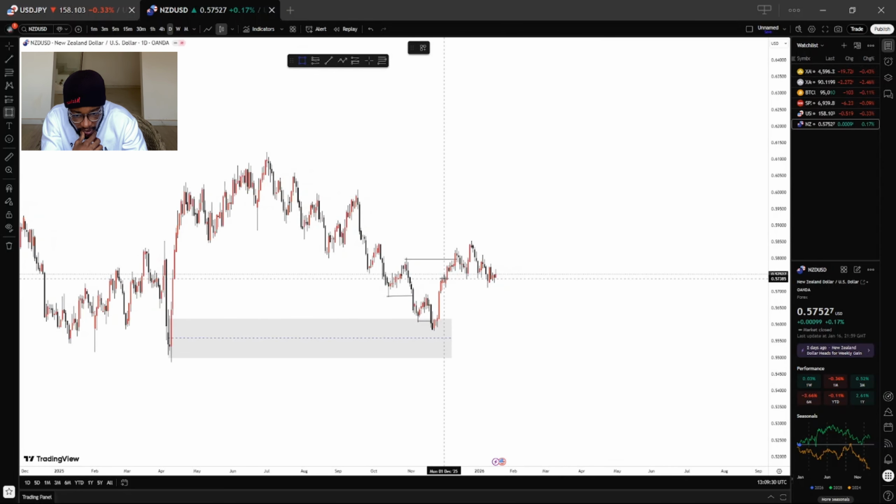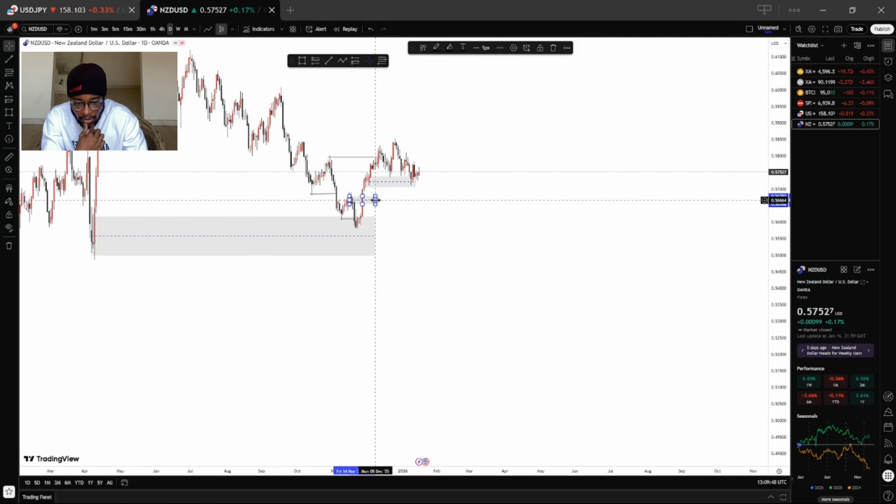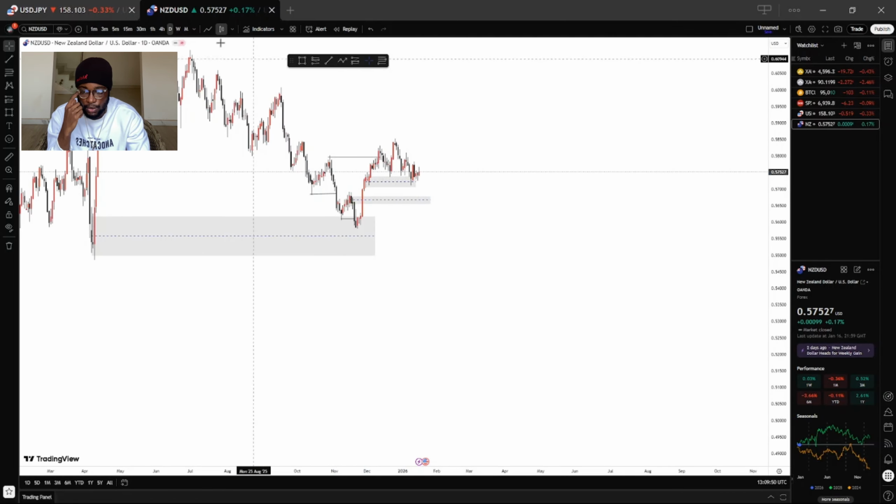a demand level here. There's another block here, right? But I'm expecting this other block to be used as liquidity. So I'm expecting the market to come take that level and use this level to buy. All right, to buy. So on the 4 hour, this is what it looks like.